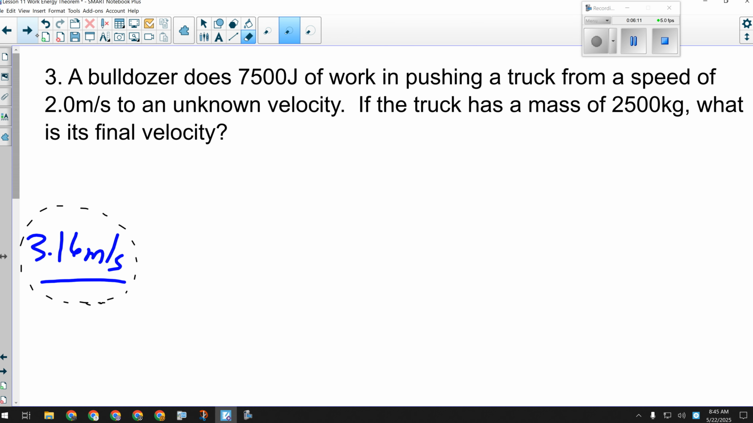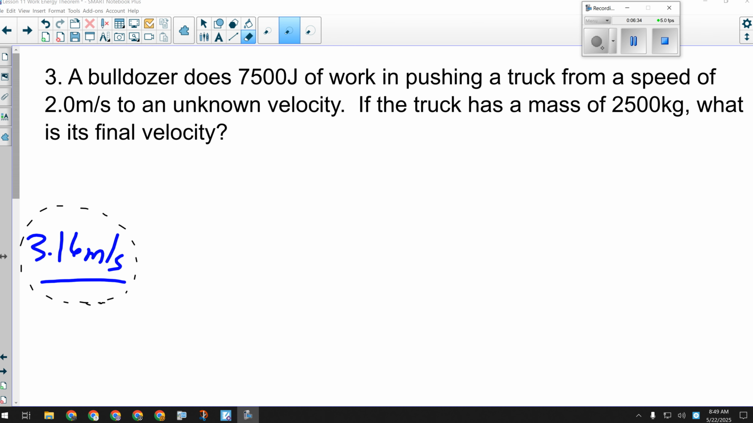Okay, let's have you try this one. This one's a little bit trickier, but still the same pattern. Okay, the answer is there in blue. So if you get 3.16 meters per second, you did it right. Just in case you're stuck getting started, I'm just going to go through the first two steps.